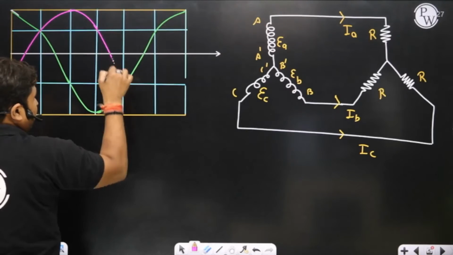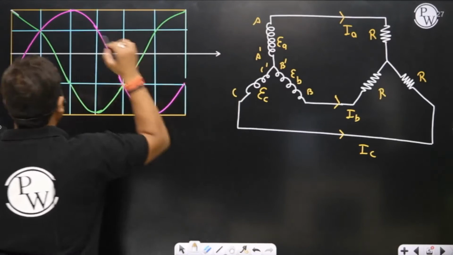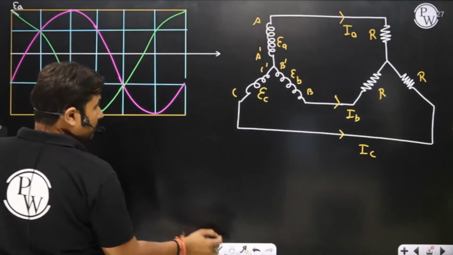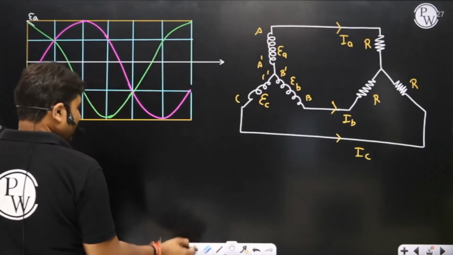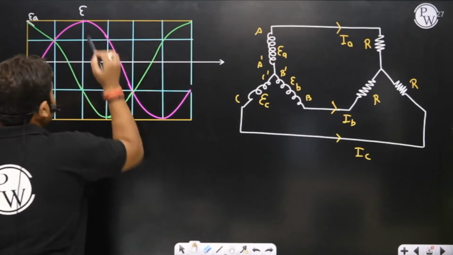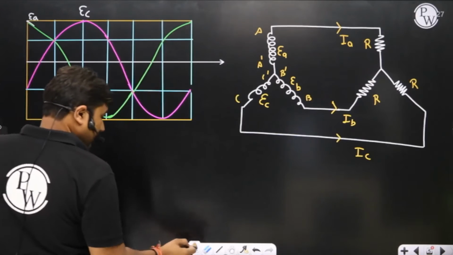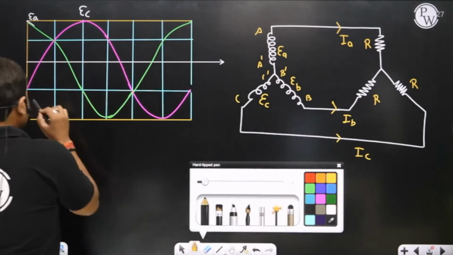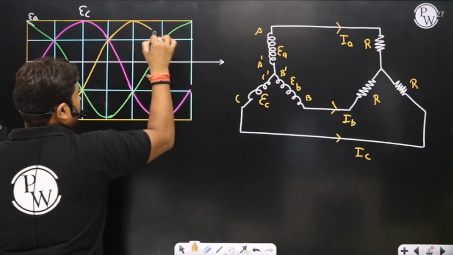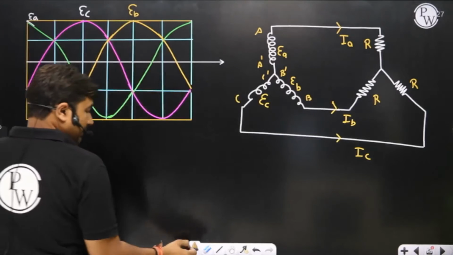Let us suppose we have the phase sequence as A, B, C. Phase sequence depends upon the direction of rotation of the rotor. So we have EA, EB, EC. I'm representing EB here.